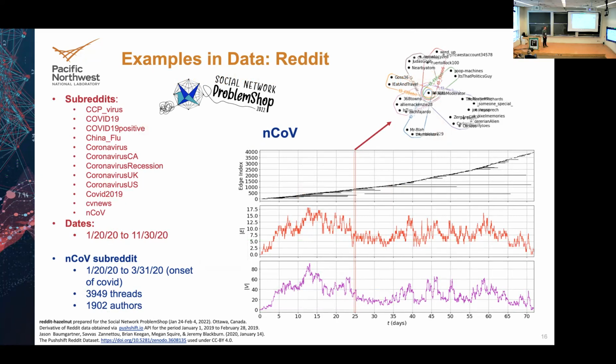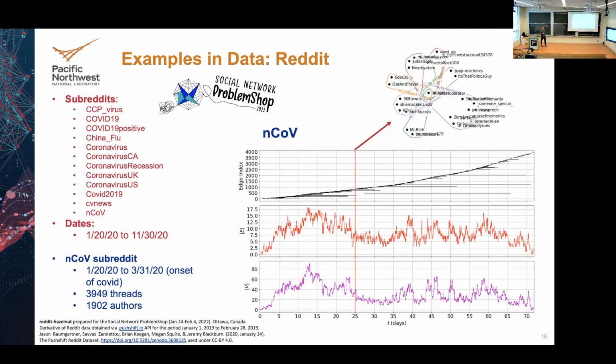coronavirus-related, COVID-19 related subreddits. So you can see all the subreddits listed there. For this example, I'm just going to do the NCOV subreddit because it's one of the smaller ones, which makes visualization and understanding a little bit easier. This data was collected for almost a year during 2020, and this specific subreddit had 4,000 threads and 2,000 authors.